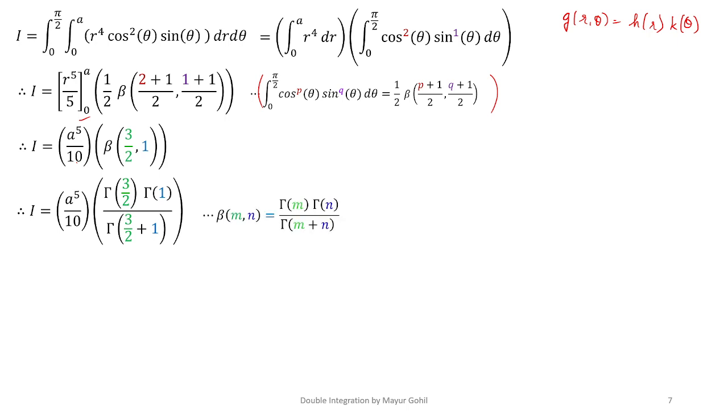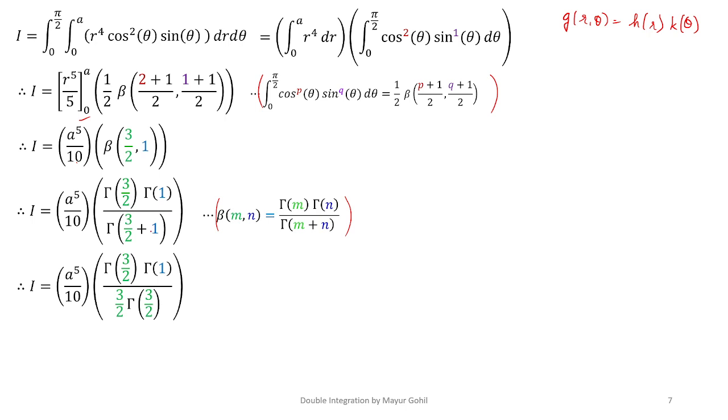The rule that takes you over here is beta m comma n is gamma m into gamma n divided by gamma m plus n. So this beta gamma relation is another important tool in mathematics that aids you to crack down difficult functions. So you have beta 3 by 2 comma 1 can be written as gamma 3 by 2 gamma 1 over gamma 3 by 2 plus 1.